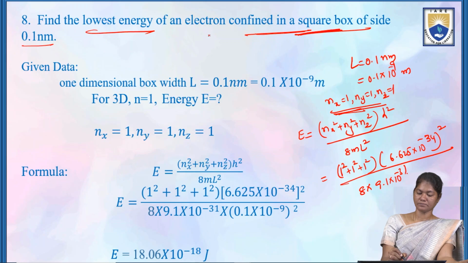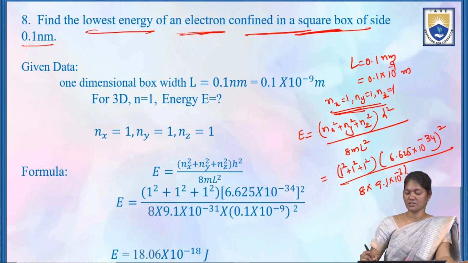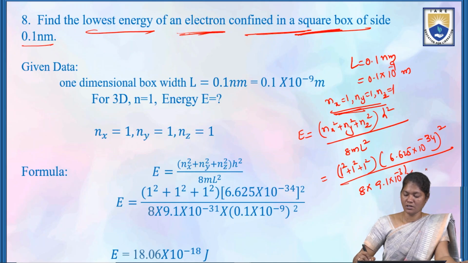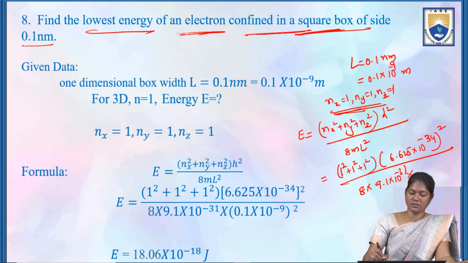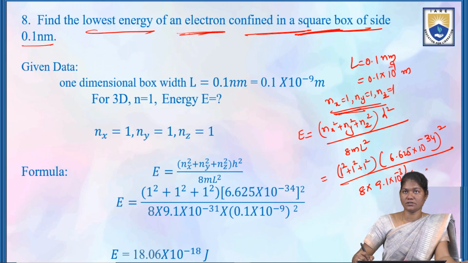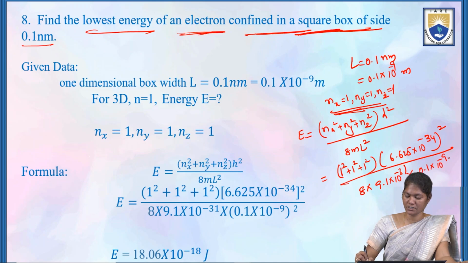Because here it has been given electron, the electron mass is 9.1 into 10 power minus 31. We know that. So the dimension, the length, width of the side of the box is 0.1 into 10 power minus 9, whole square.